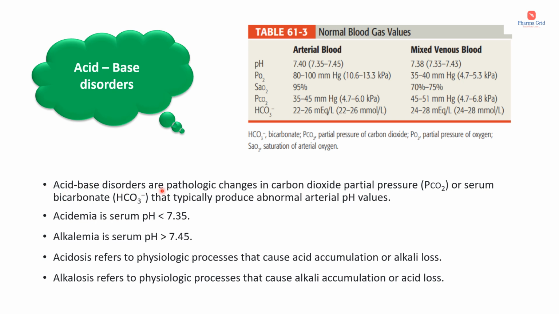Acid-base disorders are pathologic changes in carbon dioxide partial pressure, that is PCO2, or serum bicarbonate levels that typically produce abnormal arterial pH values. Acidemia means serum pH is less than 7.35. Alkalemia means serum pH is greater than 7.45. Acidosis refers to a physiologic process that causes acid accumulation or alkali loss. Alkalosis refers to a physiologic process that causes alkali accumulation or acid loss.